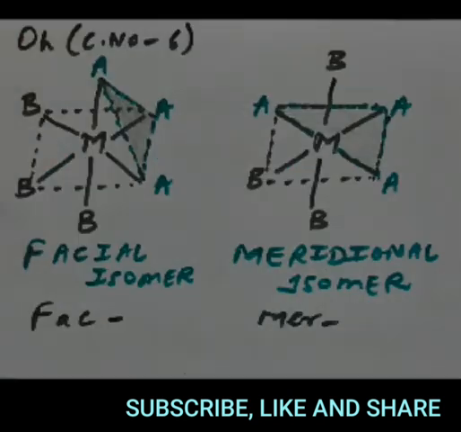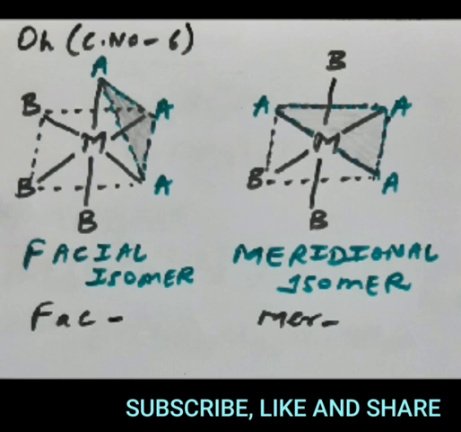Now move ahead. This is a special type of isomerism observed in octahedral complexes, that is, complexes having coordination number 6 of the type Ma3B3, right, where A is one type of ligand as you can observe here, and B is another type of ligand. In such cases, there is a special type of isomer observed called facial isomers, often denoted as fac isomers, or the other type is the meridional isomer, represented as mer isomers.